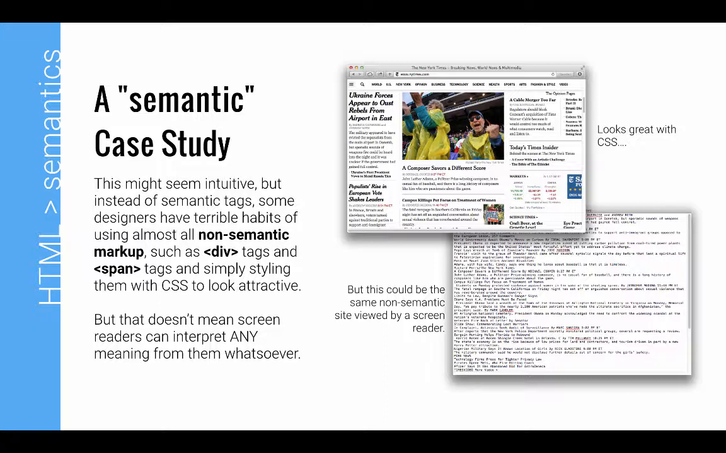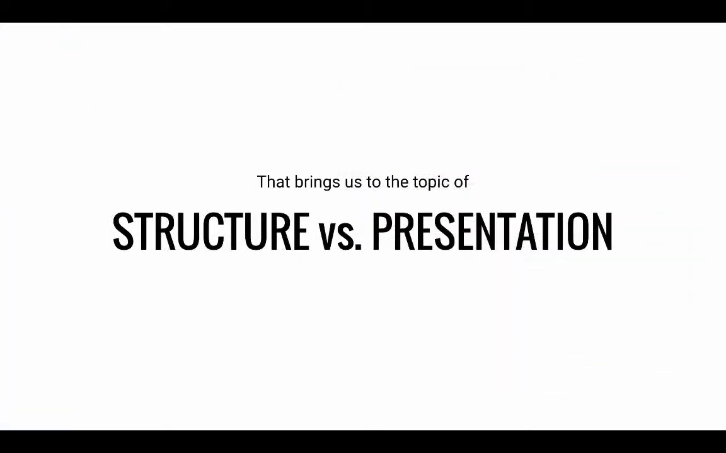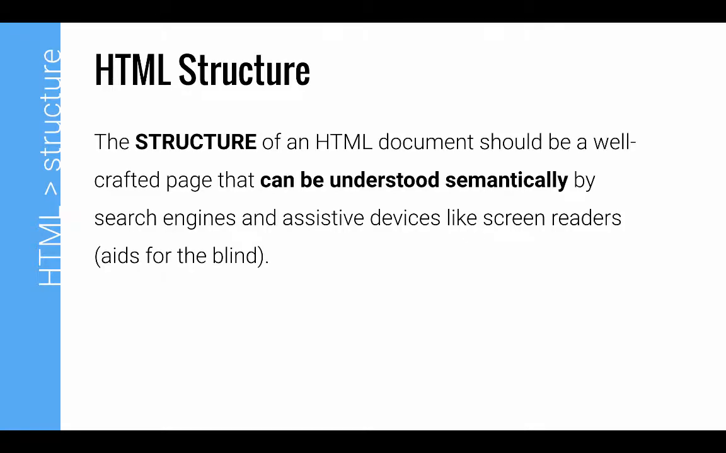But if it's really bad semantic markup, like it has no semantic markup, then see the picture on the bottom, we revert back to that whenever we're using a screen reader to look at that page, or if a search engine is trying to experience that page. Literally, even though it visually might look great, the page might have no meaning to screen readers and search engines. So let's talk about structure versus presentation. That brings us to this topic. This is an important one.